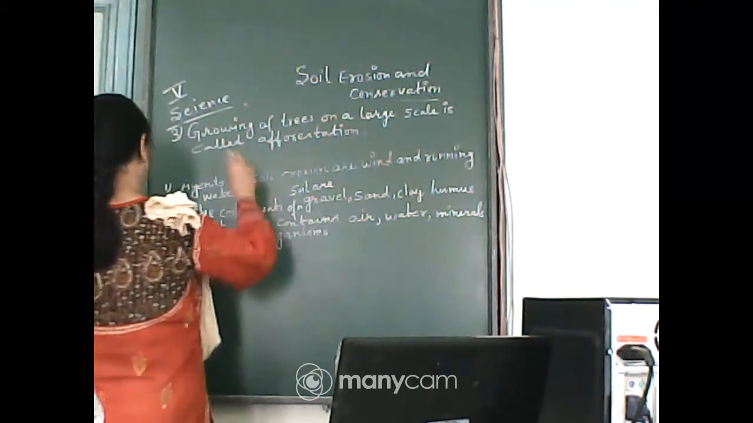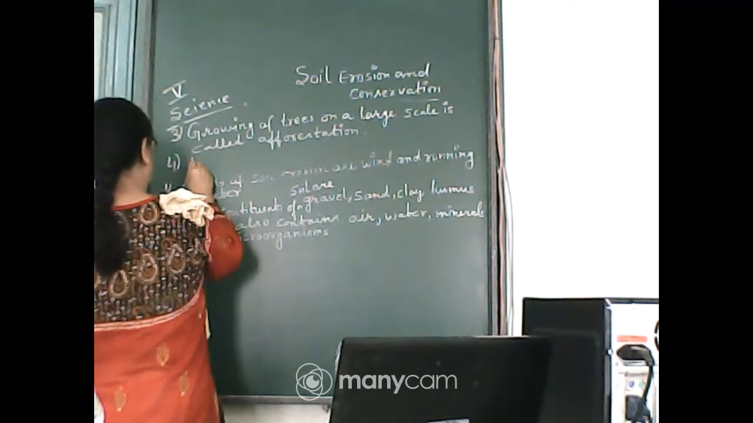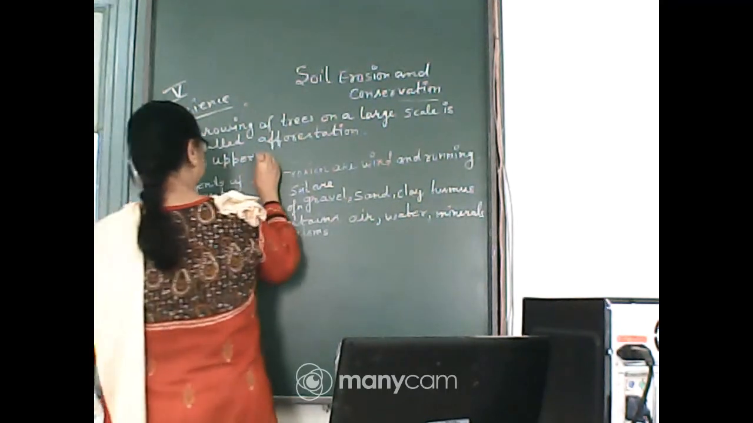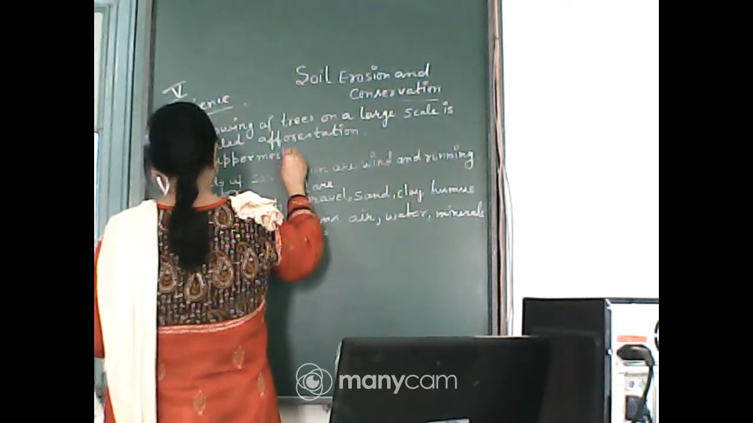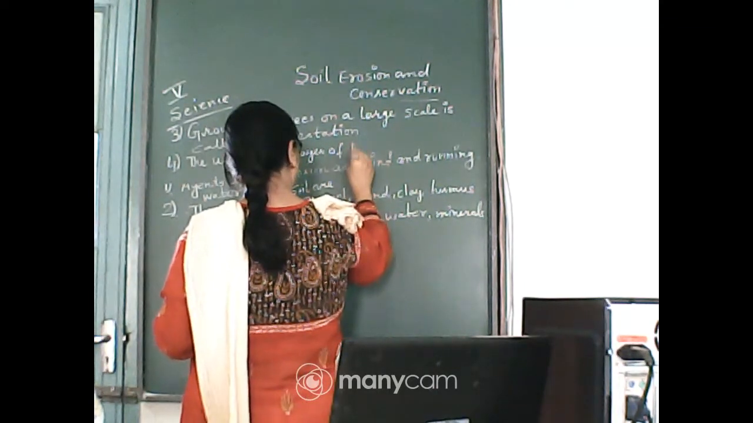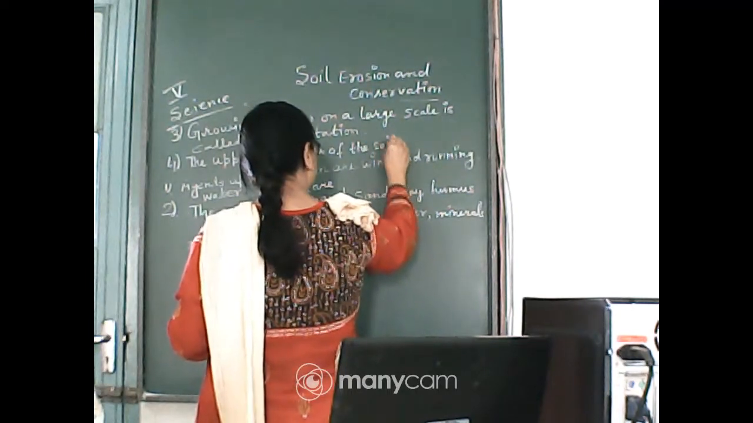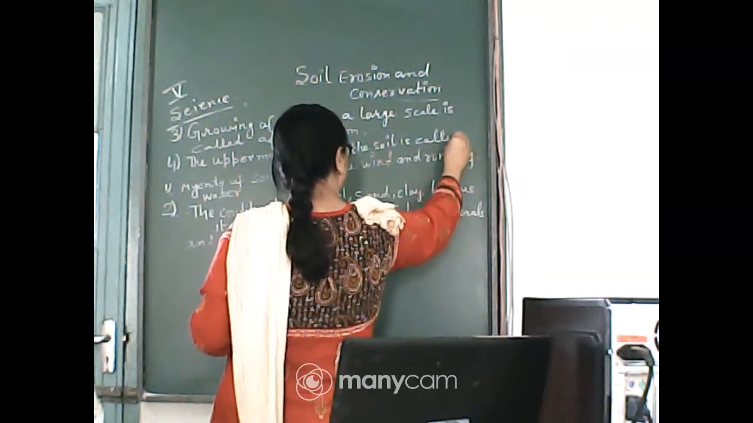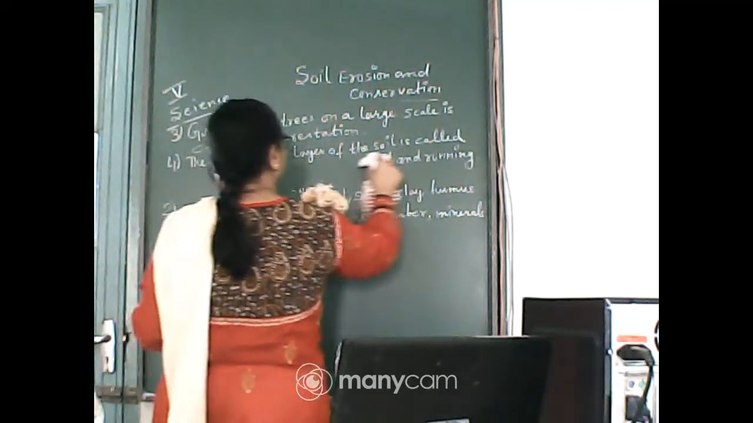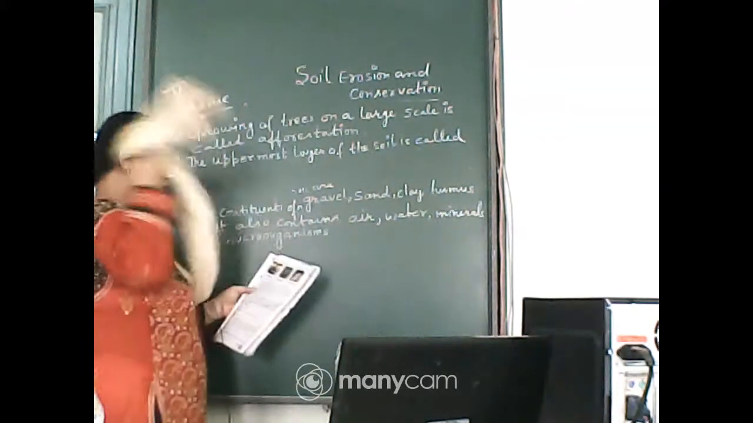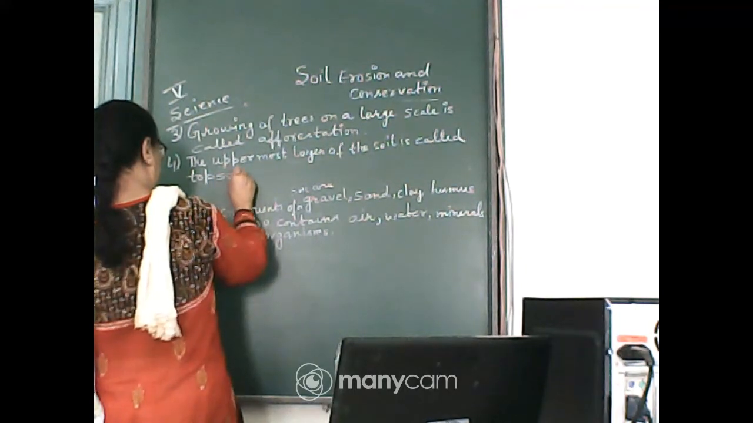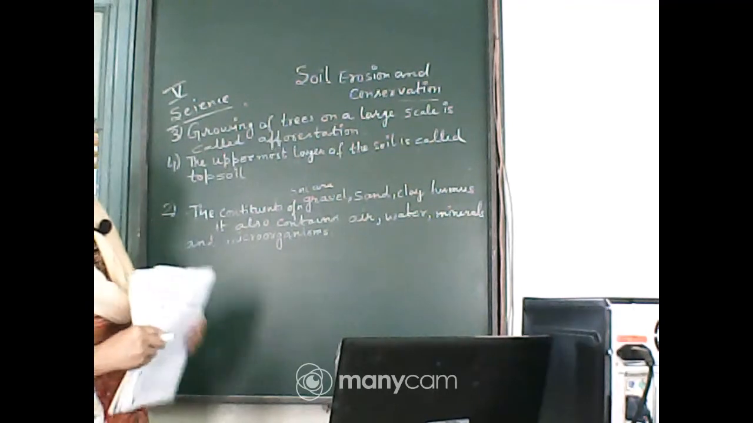The fourth answer: the uppermost layer of the soil is called topsoil. Okay, so the uppermost layer of the soil is called topsoil.